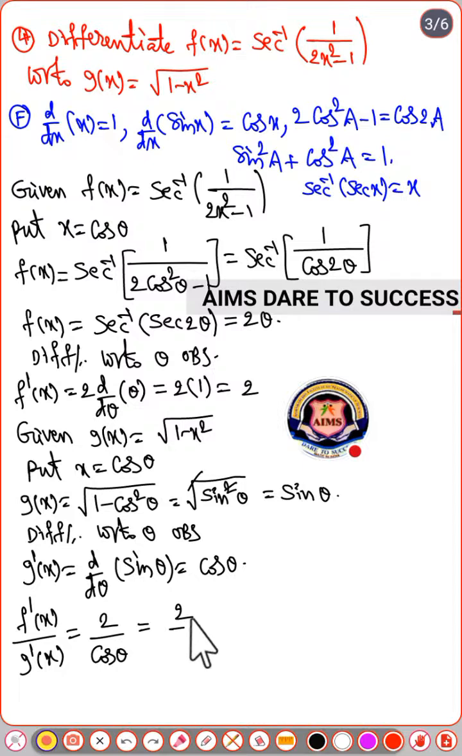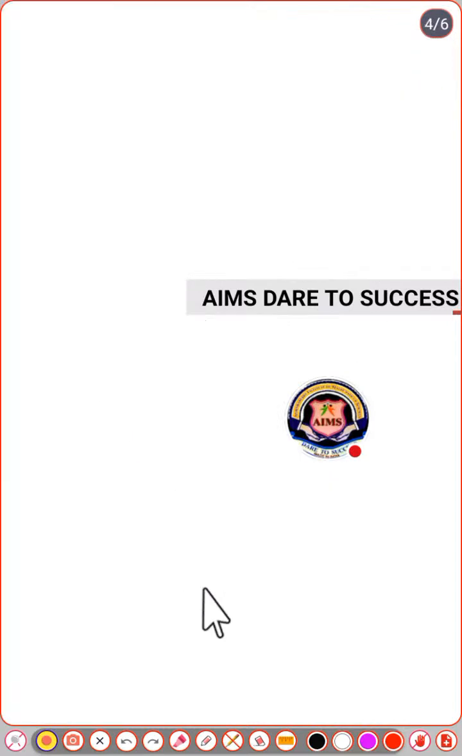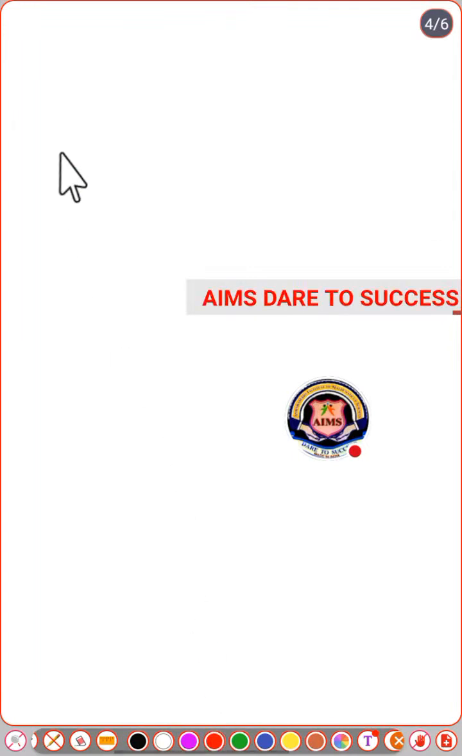This can be written as 2 divided by x, since cos theta value is x. Why I am writing in terms of x: the given values are related to x, but here we got an answer related to theta, so that is not the right answer. So cos theta value is x, you can write it. So this is the required answer. I hope you all are understanding clearly. Now I am going to explain the next question.